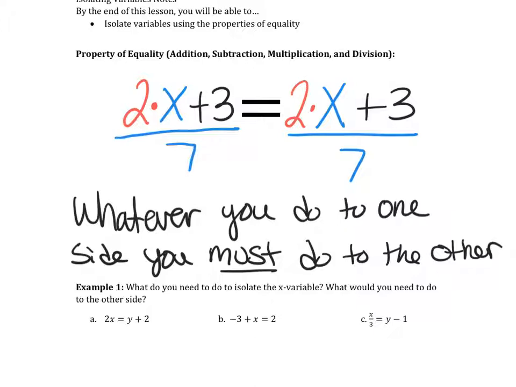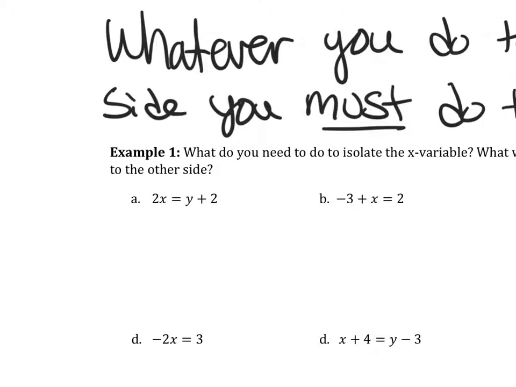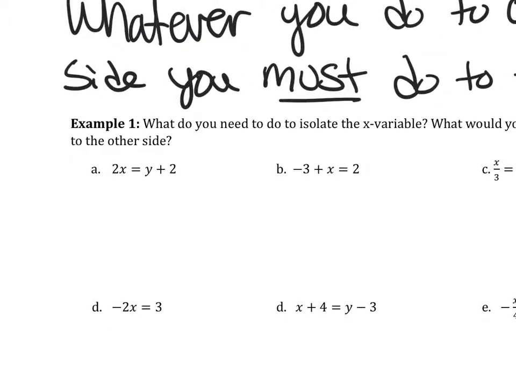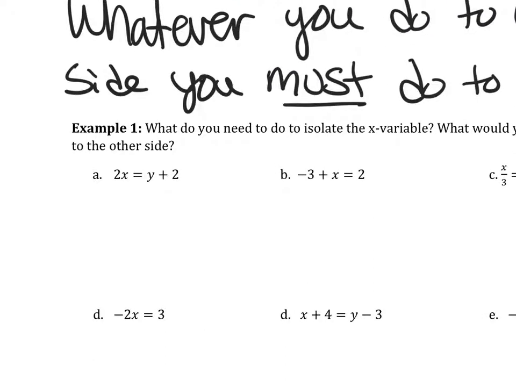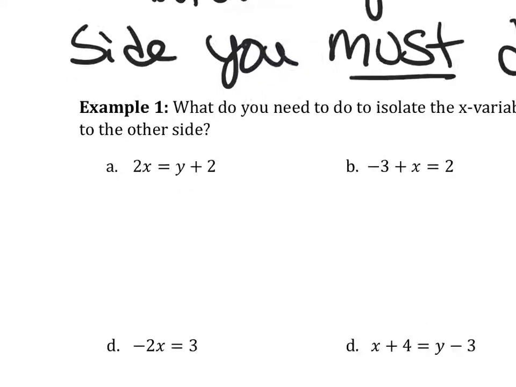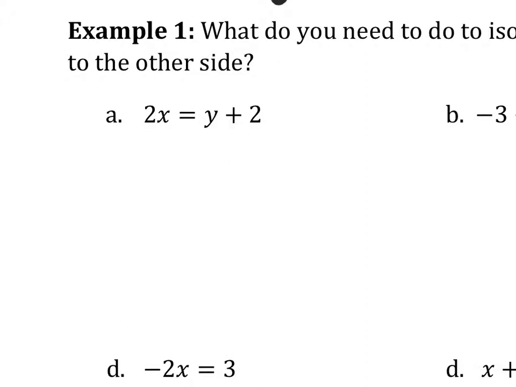All right. So example 1A, we're trying to isolate the variable x. So we need to figure out what we would have to do in order to get that x by itself. So we have 2x equals y plus 2. So we're trying to get the x by itself. Sometimes it helps to circle the thing you're trying to get by itself.